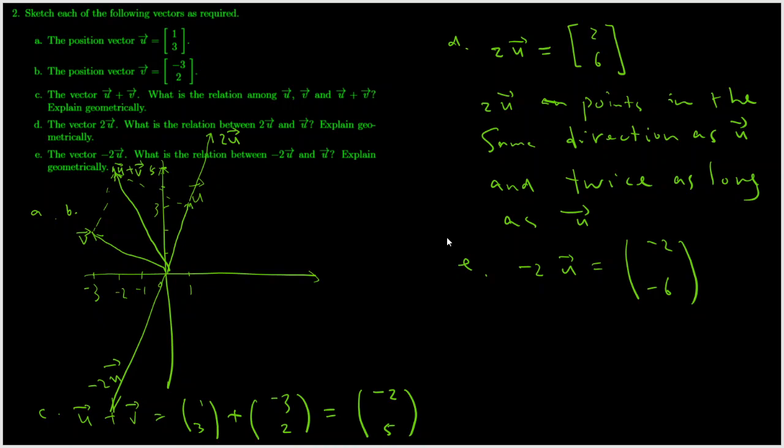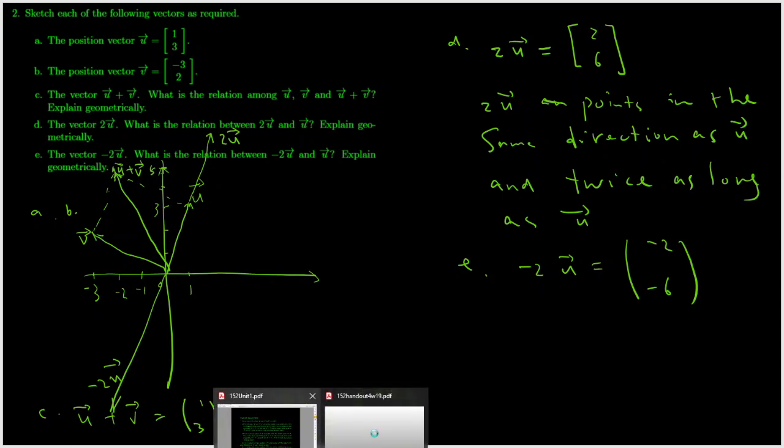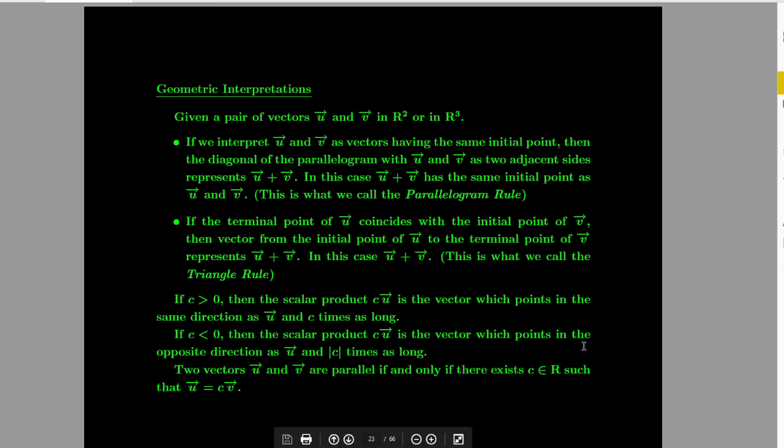Again, the scalar multiple, the geometric meaning has two cases. One case is when the scalar is positive. The other case is when the scalar is negative. The two cases are different. When the scalar is positive, the scalar multiple is in the same direction. And when the scalar is negative, the scalar multiple is in a different direction, in reverse direction, I mean. Okay, now look at the summary.